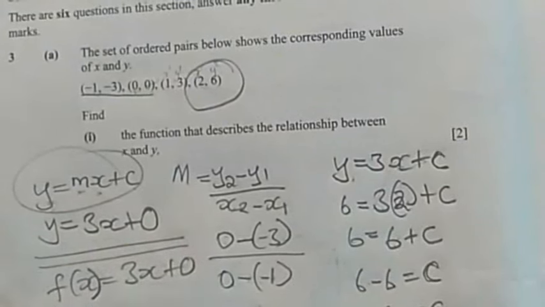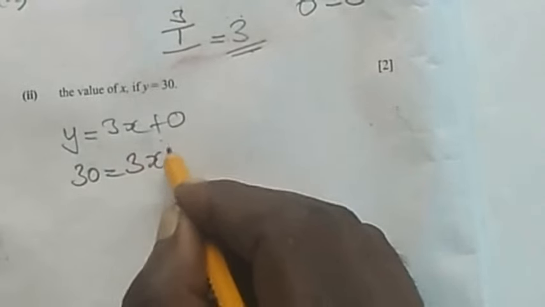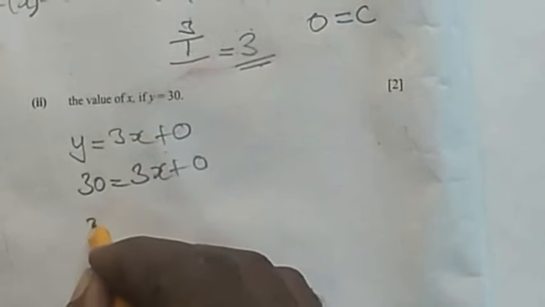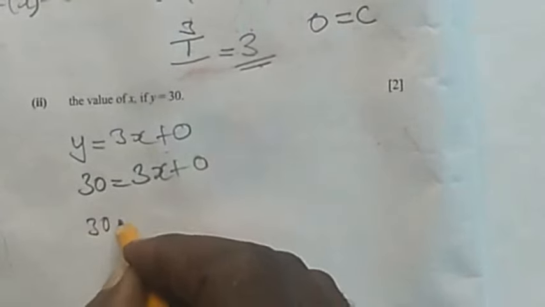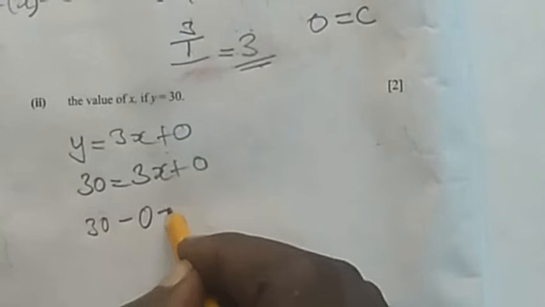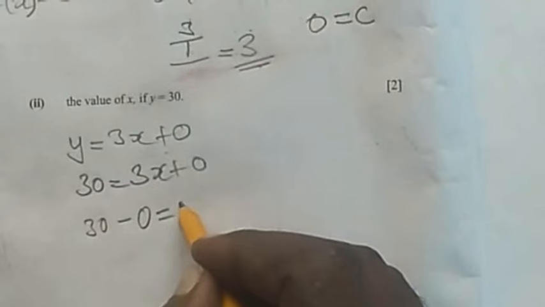So we're going to say y is equal to 3x plus 0. We are told to find the value of x if y is equal to 30. So where there is y, we're going to put 30 is equal to 3x plus 0. Now you put like terms together. We're going to have 30, then this will cross the equal sign. Then 30 minus 0 will give us 30, which is equal to 3x.